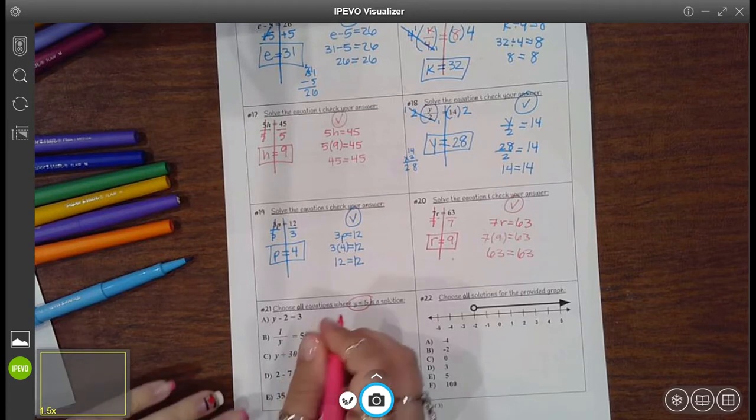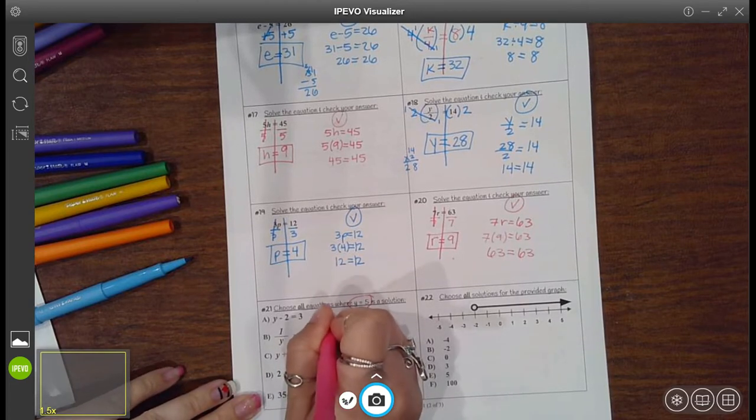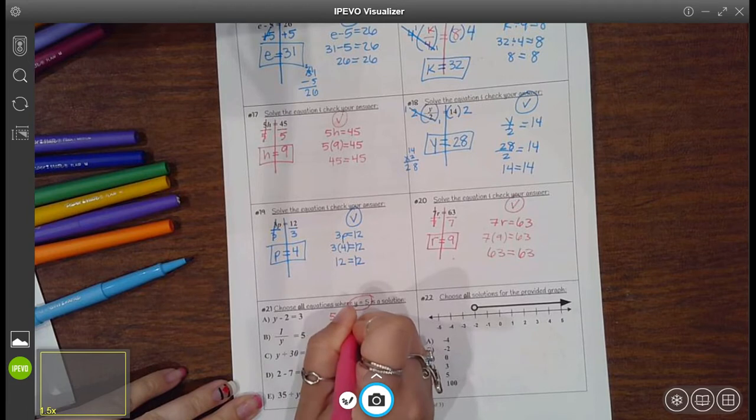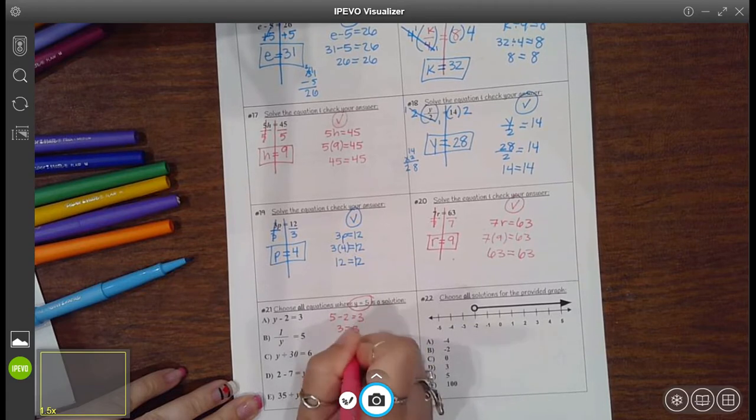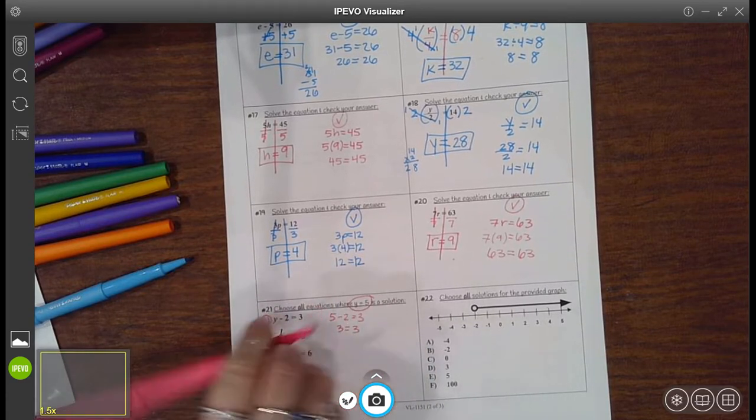So I'm going to replace the y with a 5. 5 minus 2 equals 3. And then simplify. 5 minus 2 is 3. Bring down your equals. Bring down your 3. That's a true statement. So that one works.